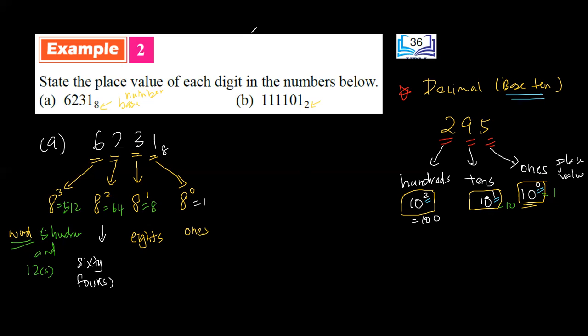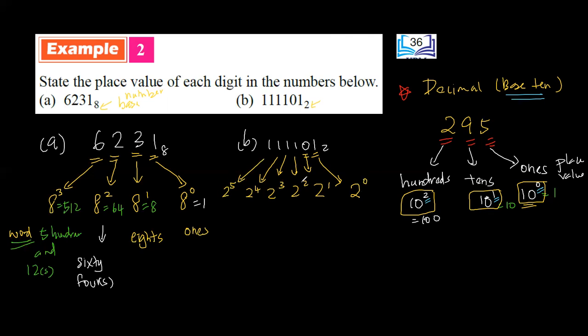So let's move on to B. Oh, there are so many 1s here. 4, 1, 0, 1 base 2. There are 6 digits here. When we count, there are 6 digits. Because it's base 2, the first represents 2 to the power of 0. And this is 0. This place value here is 2 to the power of 1. And then 2 to the power of 2, 2 to the power of 3, 2 to the power of 4, and 2 to the power of 5.